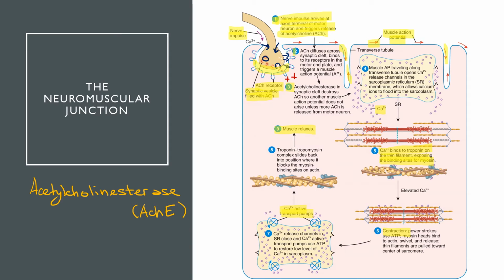Now, neuromuscular junctions are usually found near the midpoint of a skeletal muscle fiber. So the muscle action potentials that arise at the neuromuscular junction can propagate or move towards both ends of the fiber. So this is going to allow nearly simultaneous activation, and so the entire muscle fiber can contract all at once.